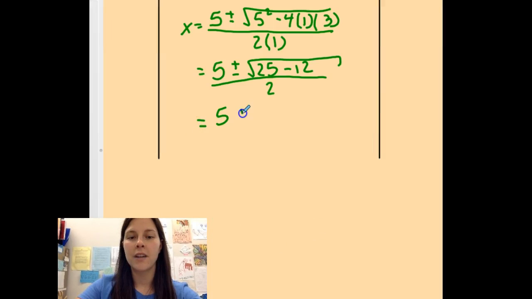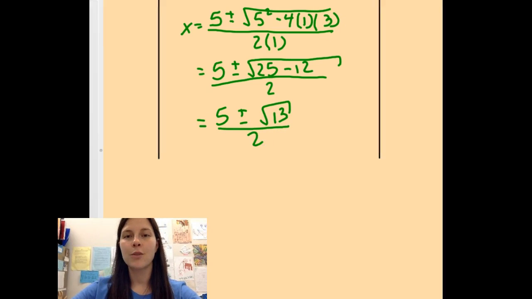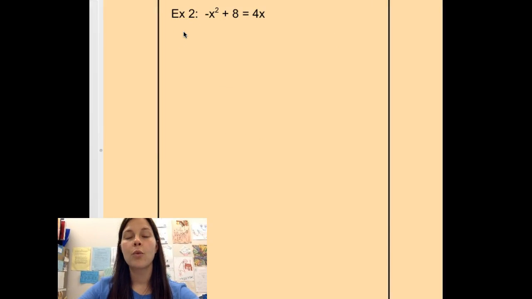Simplifying under the radical. 25 minus 12 is 13. And 13 does not have any perfect square factors, so we cannot simplify what's under the radical any further. So that's our answer. The quadratic formula does not work unless you have your equation equal to 0. So I'm going to subtract that 4x and I'm going to put it in the right order. It has to go in the middle and our constant has to go on the end.